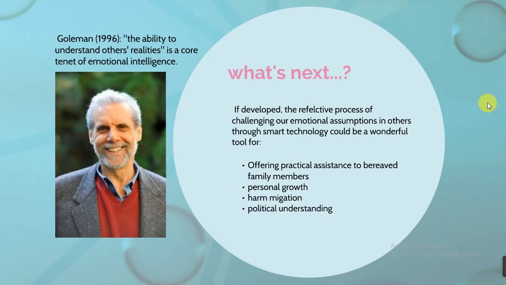Also, specifically, if we're just talking about empathic accuracy, we can talk about greater skills for offering practical conversational assistance to bereaved family members, self-overcoming and personal growth in general, harm mitigation, and maybe people who want to have a conversation about internal difficulties but are having trouble coming to terms with that through interacting with others. And I think very importantly, political understanding. We tend to jump to conclusions about another person's political background these days because of false media. So perhaps empathic accuracy skills could improve upon those aspects of life.